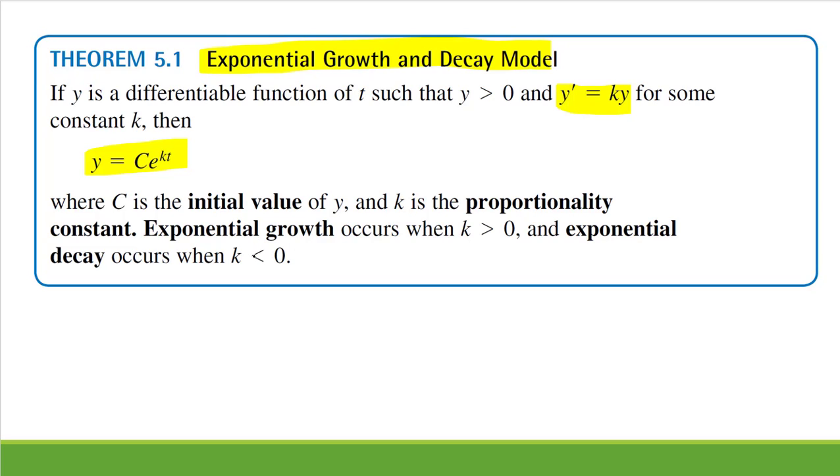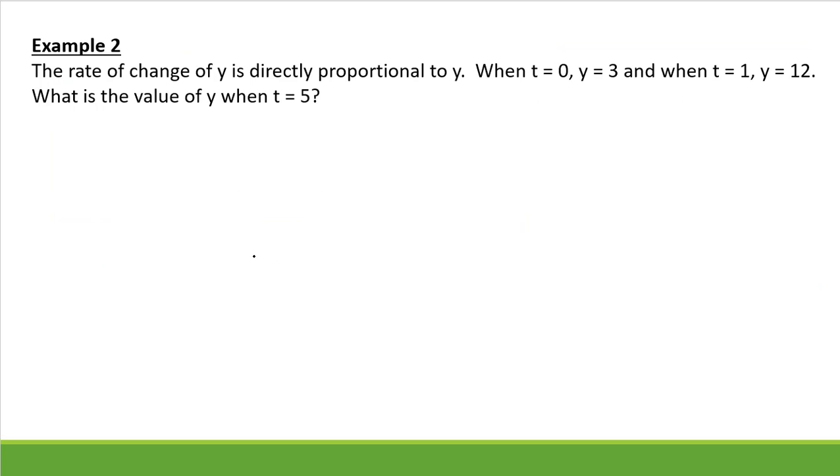The rate of change of y is directly proportional to y. So I know that I'm starting with this differential equation. Okay, they give me some initial conditions here: an initial condition of (0, 3), and (1, 12), and you need to find the value of y when t equals 5.